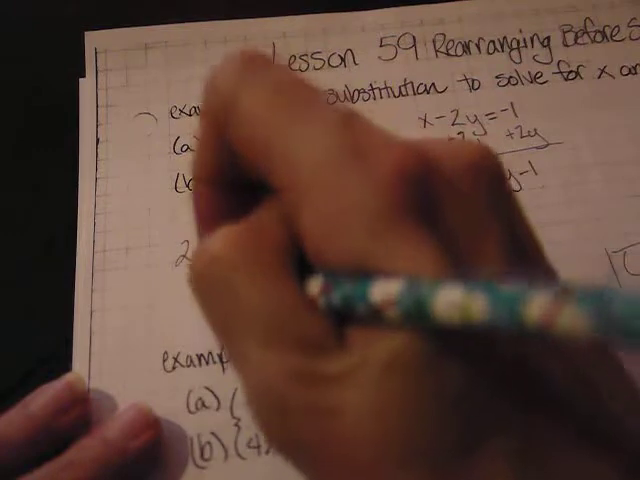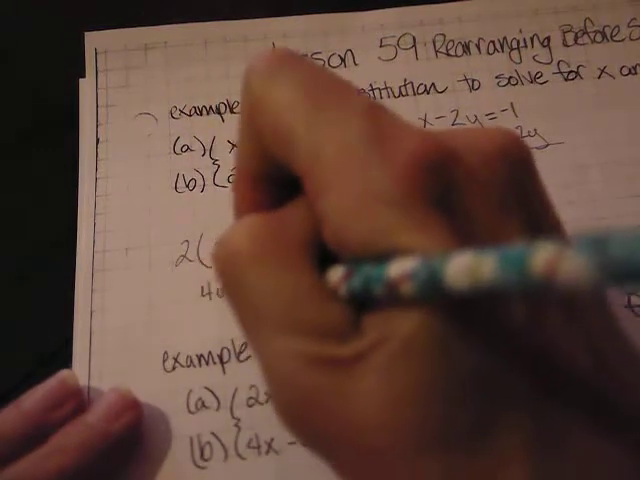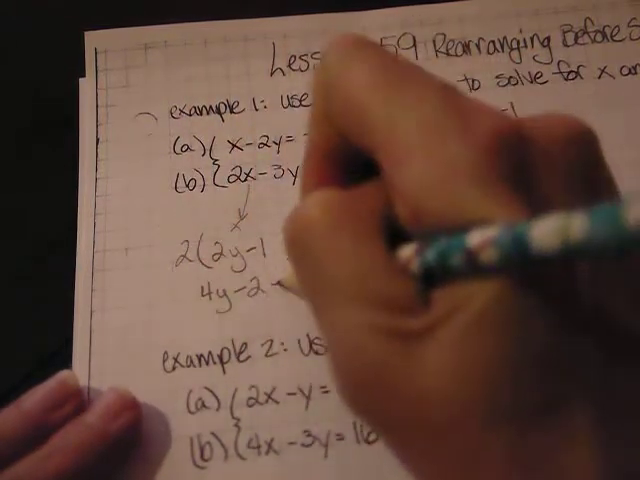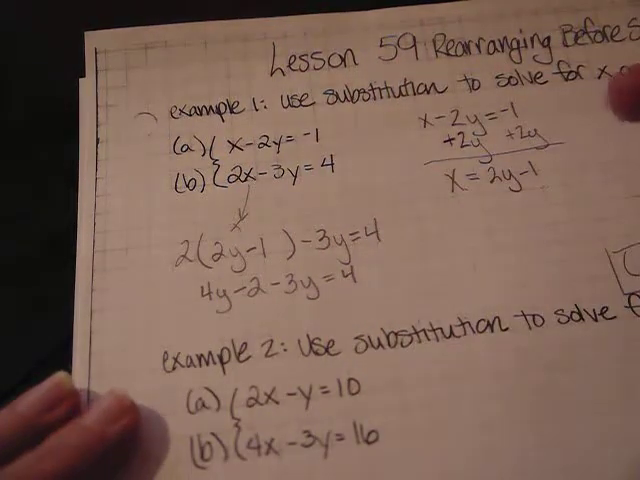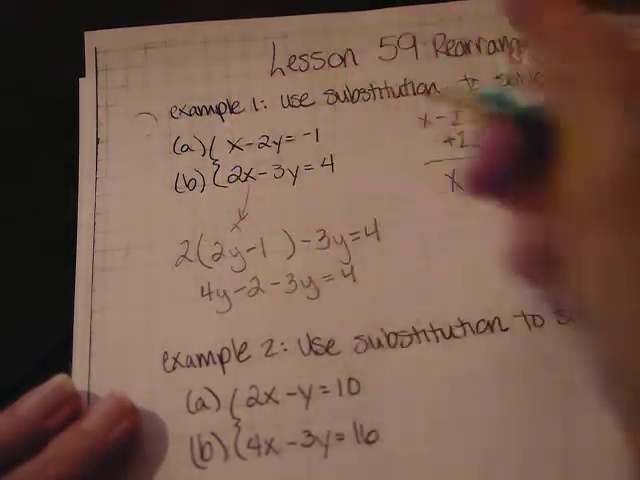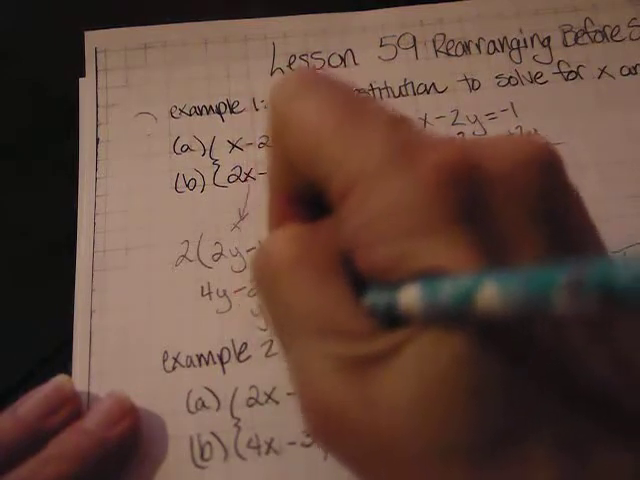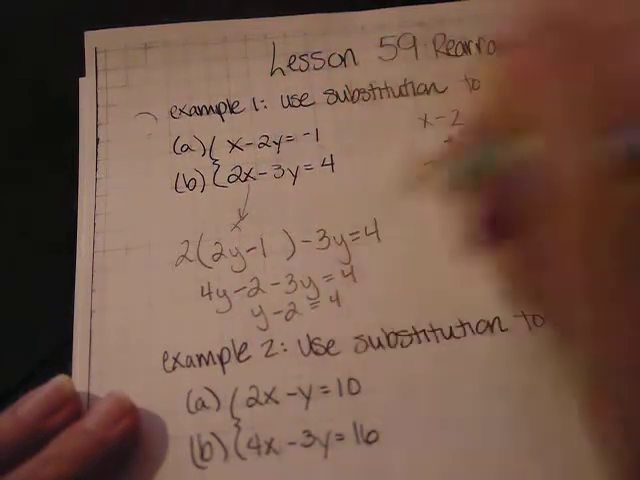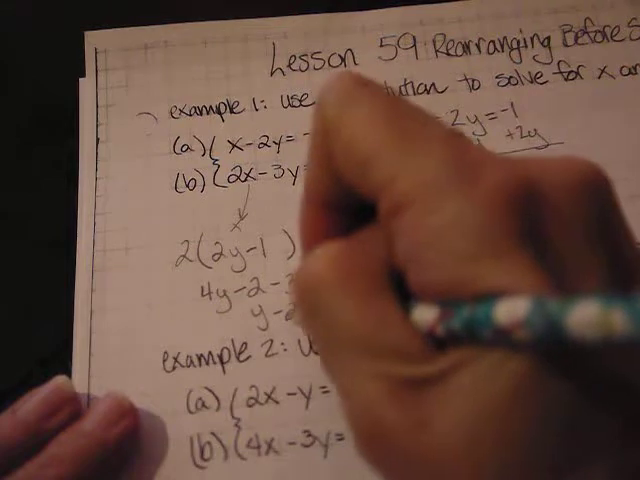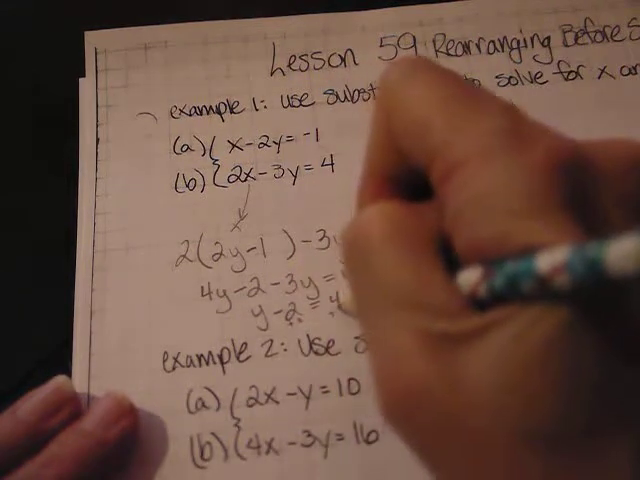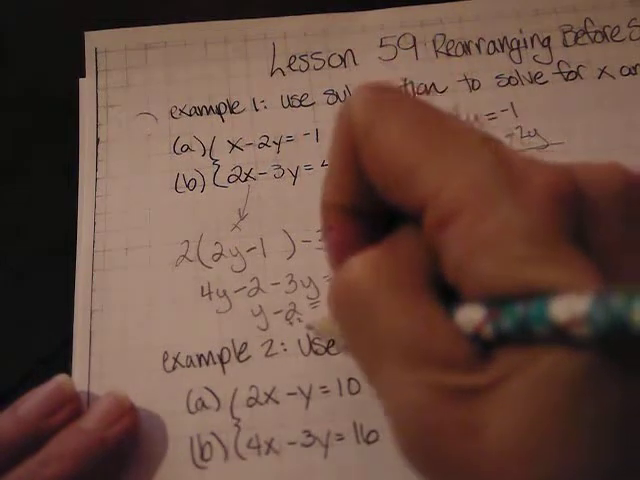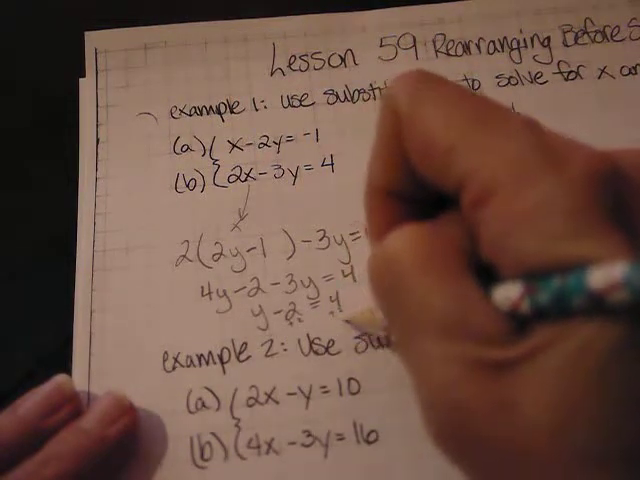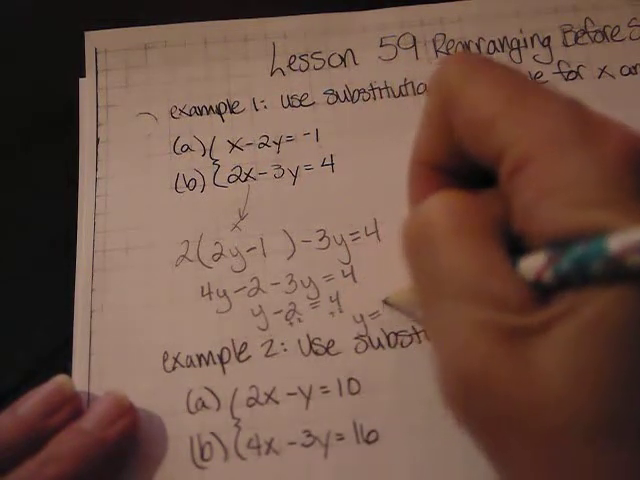Now we're going to go ahead and distribute that too, so we get 4y minus 2 minus 3y equals 4. Okay, combine like terms, so 4y and minus 3y, so we get y minus 2 equals 4. And we have to add 2 to both sides. I'm going to do it really small because I'm running out of room. You can't even see that on camera, I can tell. So that gives me, I'm going to move it over here, y equals 6.